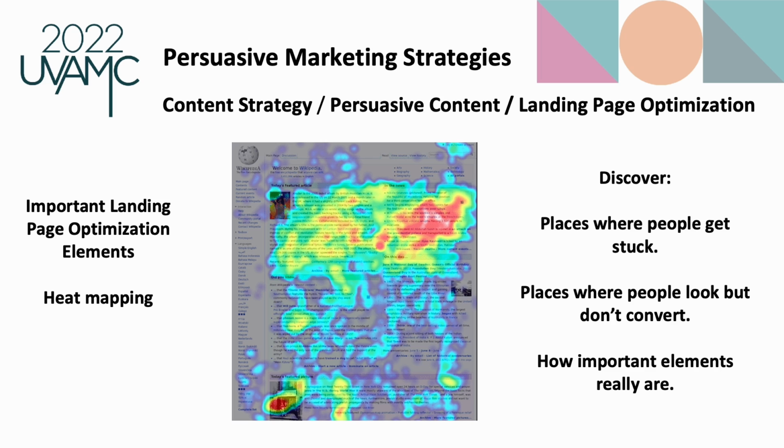Has anyone ever done any heat mapping on their website? A few? Yeah, it's pretty cool stuff. So Hotjar is one of the websites that you can do that. I think it's like $50 for a month, and you can collect all the data and then cancel. It's a really good tool. Basically, it'll tell you where people are looking and where they're clicking on your website.